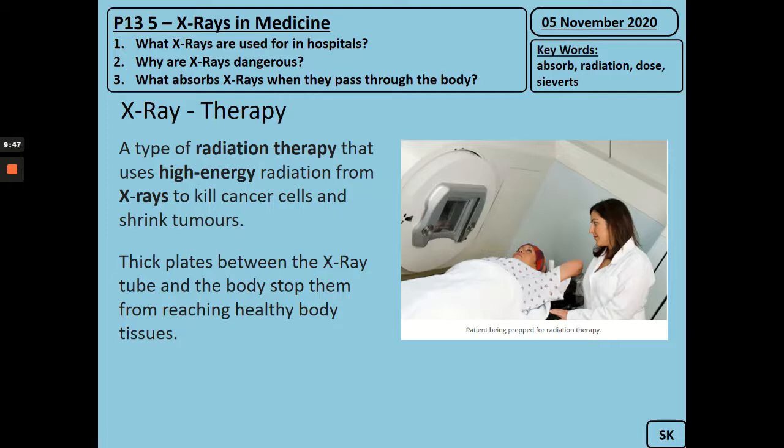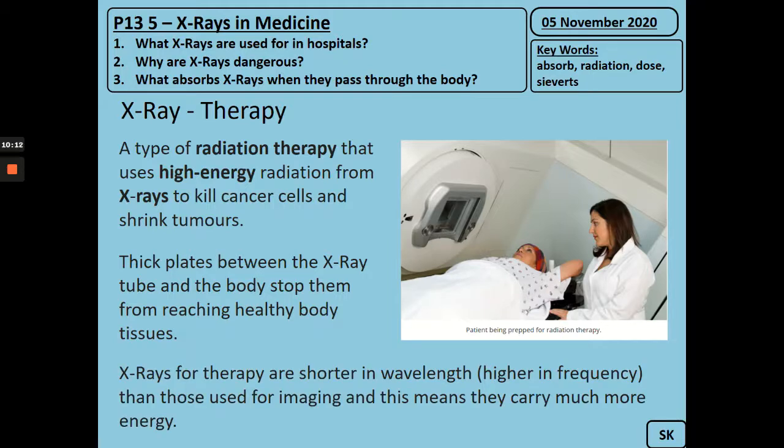Okay, X-ray therapy, so a type of radiation therapy that uses high energy radiation, from the higher frequency end of the X-rays, to kill cancer cells and to shrink tumours. So thick plates between the X-ray tube and the body stop them from reaching the healthy body tissue. So we're just trying to get it onto, obviously, those cancerous areas. X-rays for therapy are shorter wavelengths of higher frequency than those used for imaging, and this means they carry much more of the energy.